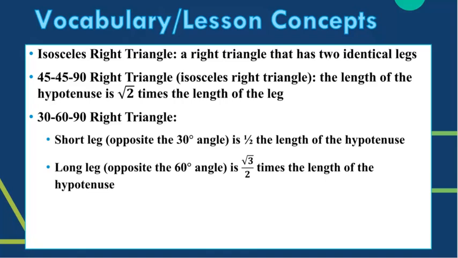And then in the 30, 60, 90 right triangle, the short leg, which is the leg opposite the 30-degree angle, is half the length of the hypotenuse. And then the long leg, which is opposite the 60-degree angle, is square root of 3 divided by 2 times the length of the hypotenuse. So let's take each special triangle at a time.